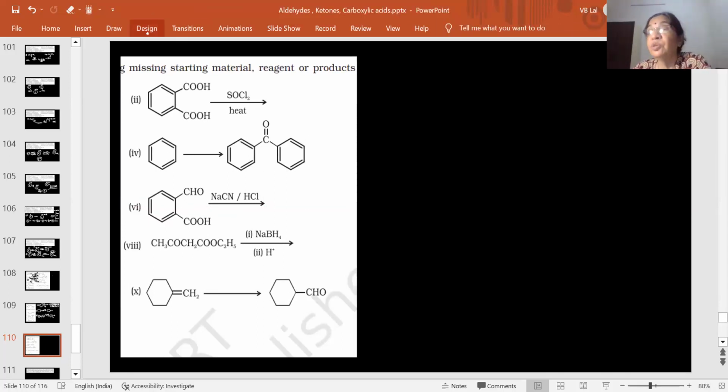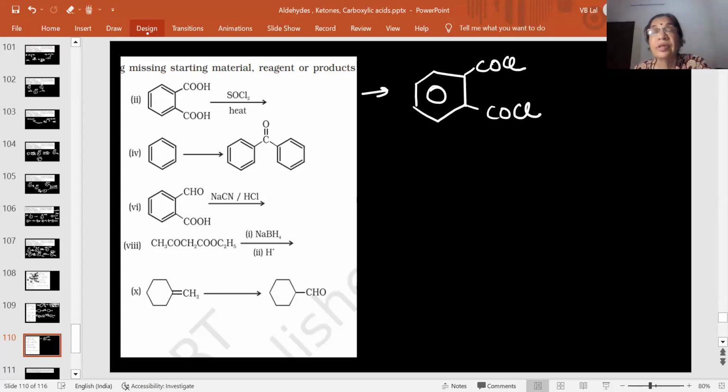This one with SOCl2, what will you get? What does SOCl2 do? It replaces, tell me, it replaces OH with Cl. So COOH will become COCl and COCl. Okay, so this you get plus 2SO2 plus 2HCl. These will all evaporate as gases. You will be left with this compound. Then starting material, reagents and products. Here we'll use PCl5.